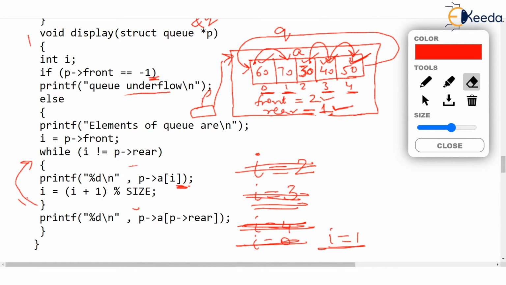Now comes the fun part here. You just check that I has become 1. So what will while do? I is 1 and rear is also 1, and we are telling while you should repeat only when they are not equal. But now I is 1 and rear is 1, so the loop breaks. Check that this loop breaks and we are out of the loop.